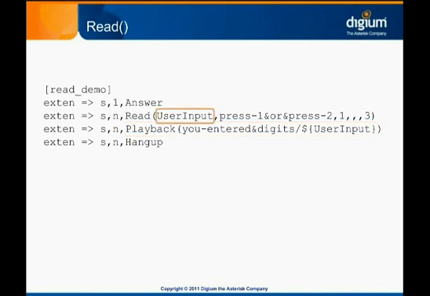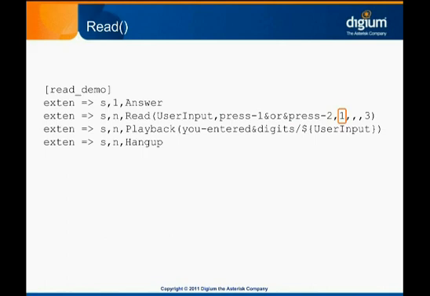Look more closely at the call to Read. The first parameter is the channel variable where the user's DTMF input will be stored. Here we named it user_input, but it can be almost anything. You'll learn more about variables as you progress through this course. The next parameter looks just like the input to background in the previous example. This is where you can list the audio files you want to play to the user.